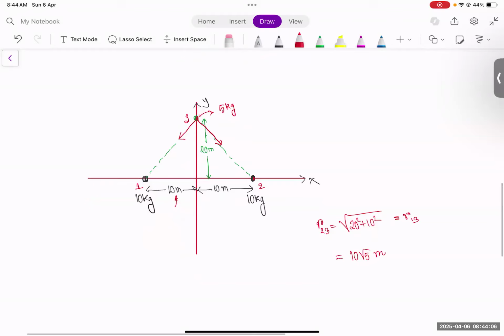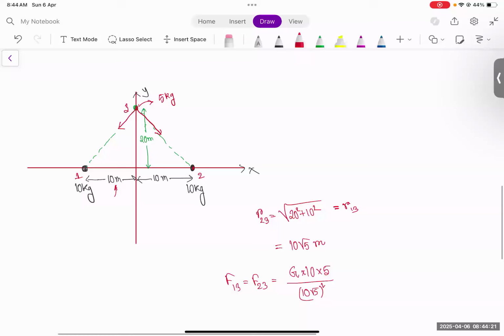So what about the magnitude of the forces? We'll get F13 is equal to F23, and that is equal to G times 10 times 5 divided by 10 root 5 whole squared. So if we simplify this a bit, 5 cancels out, we get G over 10, I think. Yeah, you get G over 10. So G over 10 is the force on both sides. So this is also G over 10. This is also G over 10.